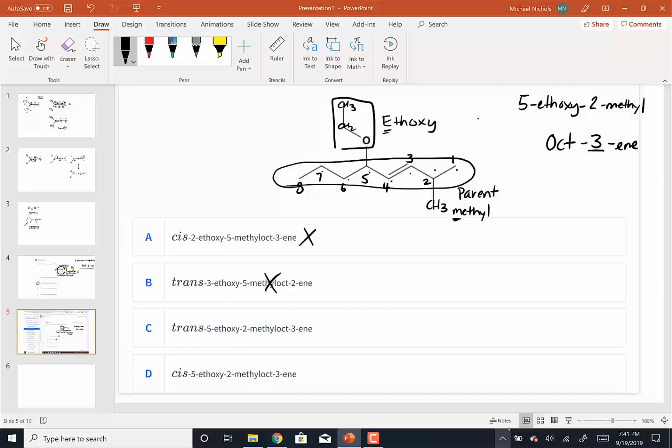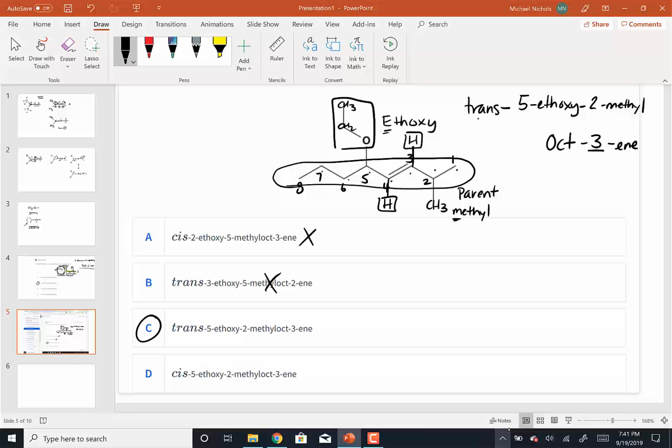So now I have to go to the double bond and say, okay, for this double bond, the hydrogen is here. For this double bond, the hydrogen is here. How are the double bonds situated? They are situated trans. So this is trans-5-ethoxy-2-methyloct-3-ene, which means the correct answer for this is C.